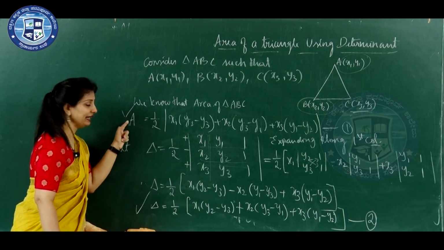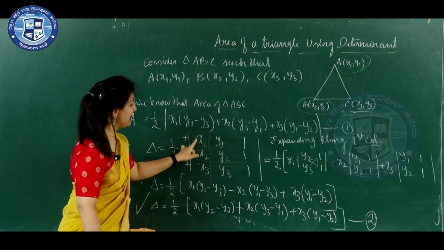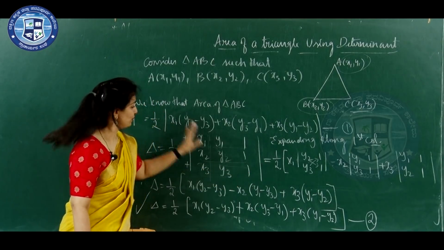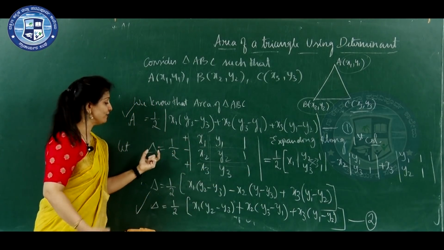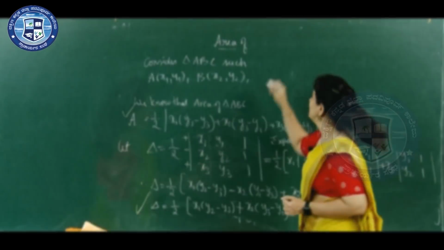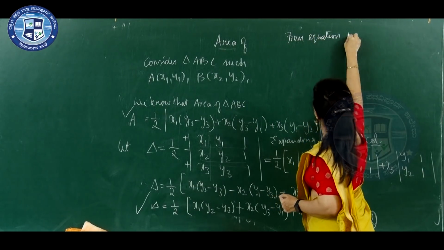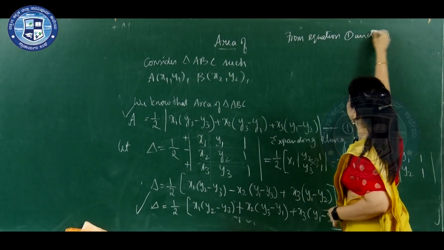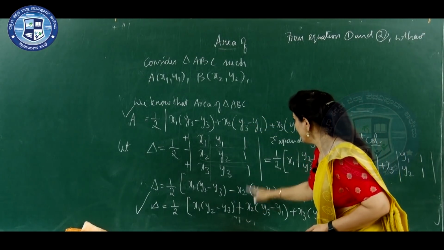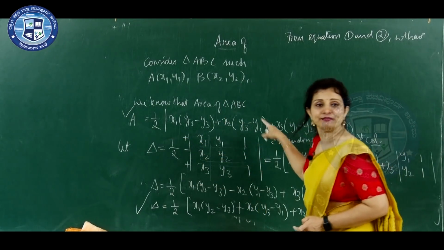That means the area of triangle is equal to half of the determinant value of x1 y1 1, x2 y2 1, x3 y3 1. So it is the same to find the area of triangle as half the determinant value of this. From equations 1 and 2, we can write, look at this, the RHS of equations 1 and 2 are the same. So the area of triangle is nothing but half the determinant value.